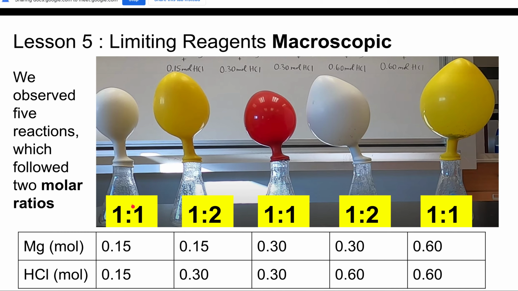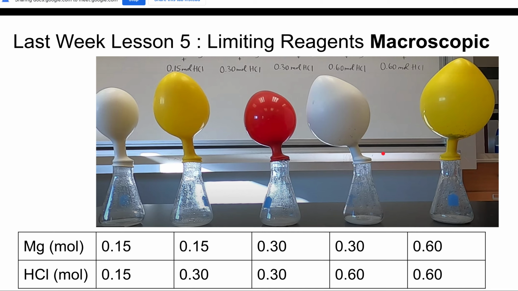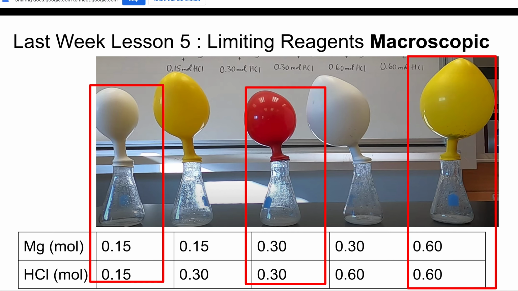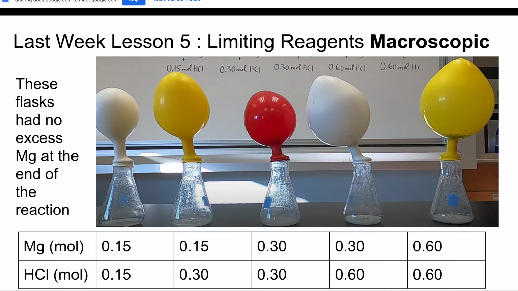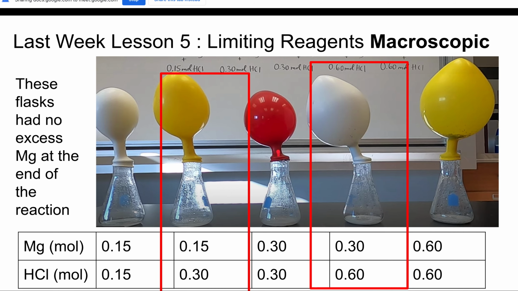Okay, so we have our 1-to-1 flasks, flask 1, flask 3, and flask 5, and then our 1-to-2 flasks, which was flask 2 and flask 4. These were the flasks where we ended up having extra magnesium. So we did not have enough hydrochloric acid within flasks 1, 3, and 5 to react all of the magnesium that was in the balloon. And then flasks 2 and 4 had no excess magnesium at the end of the reaction.